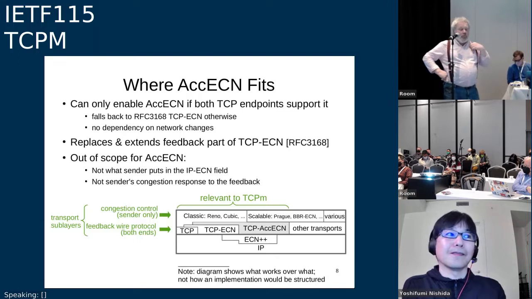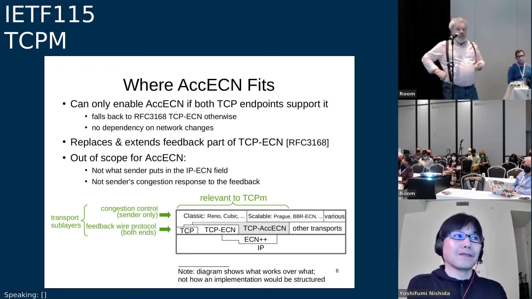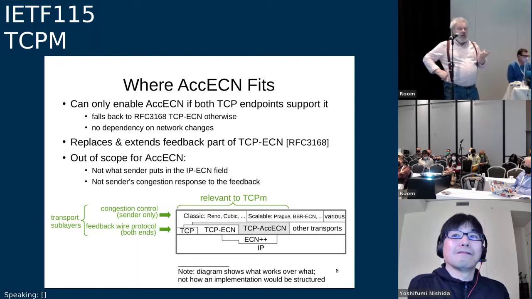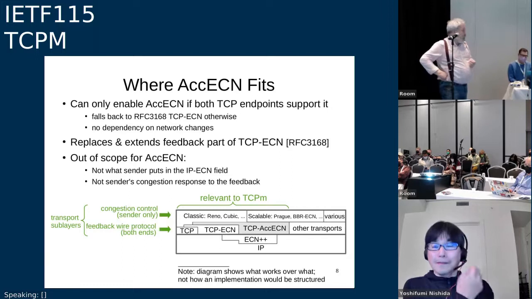You have to enable Accurate ECN and it will fall back. You have to enable it on both endpoints and it will fall back otherwise. No dependency on anything in the network. And as I said, it replaces and extends the 3168 TCP ECN feedback rather than being an alternative. And also, importantly, out of scope in the Accurate ECN spec is anything about what the sender puts in the ECN field at the start. It's only about the feedback of it, and there's nothing about the sender's congestion response. Next.